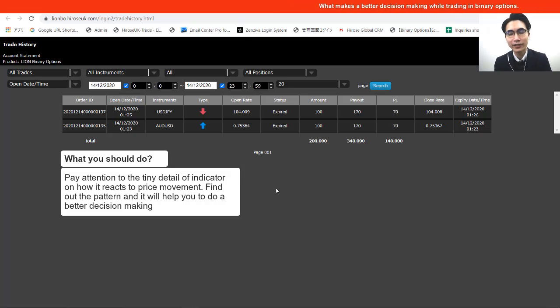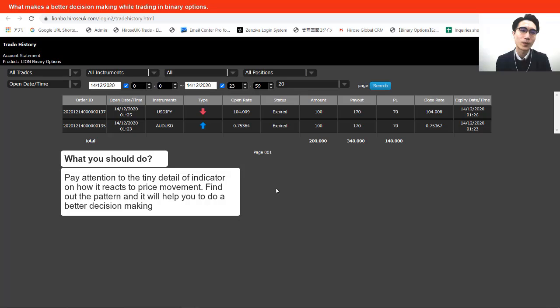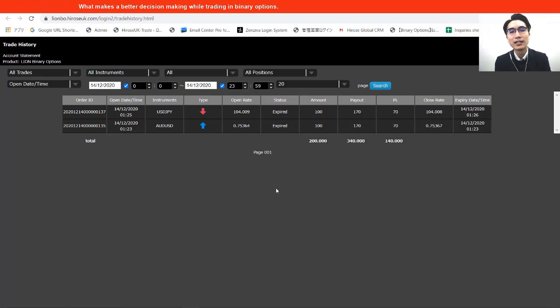So give it a few tries, decide which indicator you want to use, and then practice on those indicators and pay attention to the details on the price movement in regards to the signal. I'm pretty sure you will have some hints or slight insights when you start to get used to the technical indicators. That's pretty much it for today.